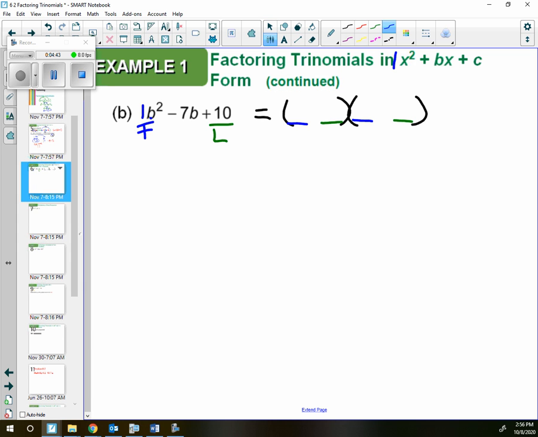All right, so how do we get a b squared? Well, that has to be b times b. I have no other option. b times b is b squared. When I do FOIL, when I do my first, I'm going to get a b squared.